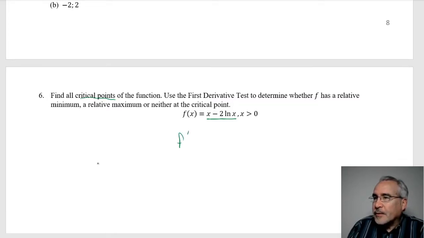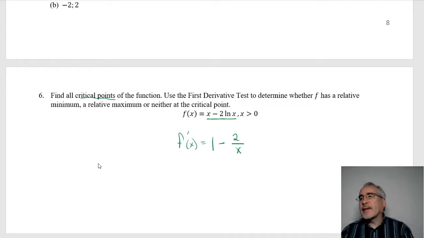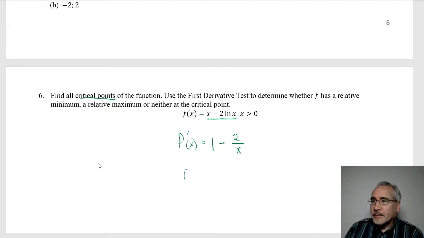So we'll take the first derivative. Derivative of x is 1. Derivative of natural log of x, so we've got this constant multiplier, is going to be 2 over x, right? Derivative of natural log of x is 1 over x. And x is not equal to 0, so that allows this to happen. So we want to find out where this function equals 0. That'll get us our critical points.